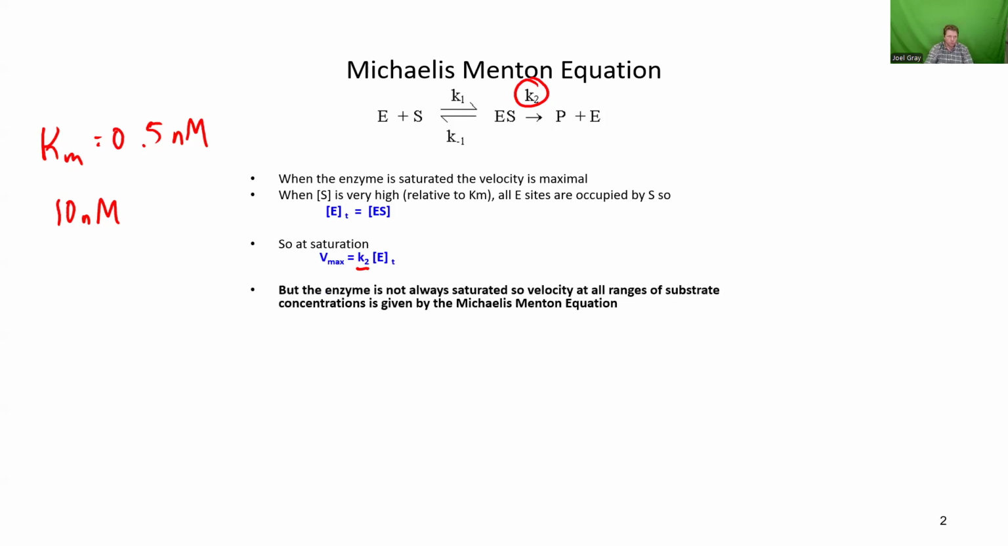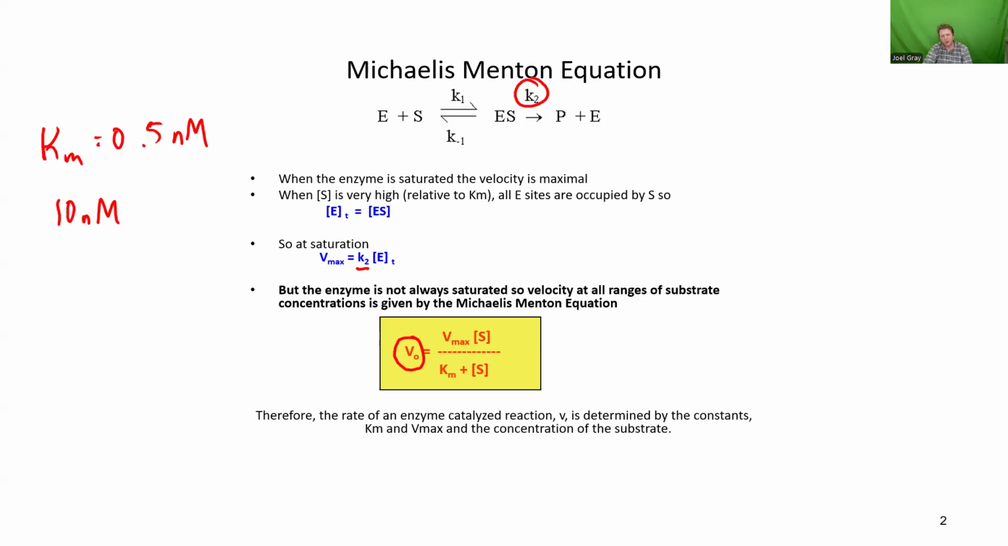Now, the enzyme is not always saturated with the substrate, so we have this equation, the Michaelis-Menten equation. This is V sub 0 is equal to your Vmax times your substrate concentration divided by your Km plus your substrate concentration.